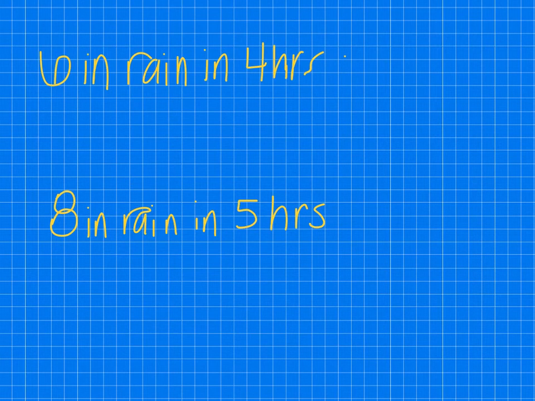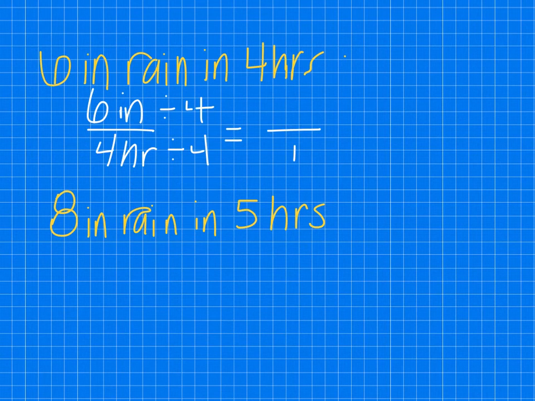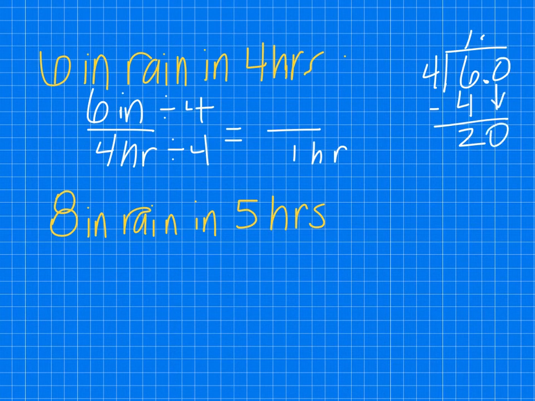Okay, how did you do? First of all, I need to know that there's going to be 6 inches in 4 hours. So I'm going to divide this by 4 and divide this by 4 to get a 1 in the denominator for the hours. So that means I need to do 6 divided by 4. That's going to go in 1 time. With the subtracting I get 2. It's not going to work, so I need to bring up a decimal. So I can put a 0 there, bring down my 0. 4 goes into 20 5 times. So it rained 1.5 inches in 1 hour in January.